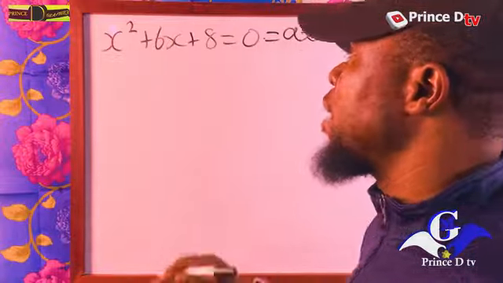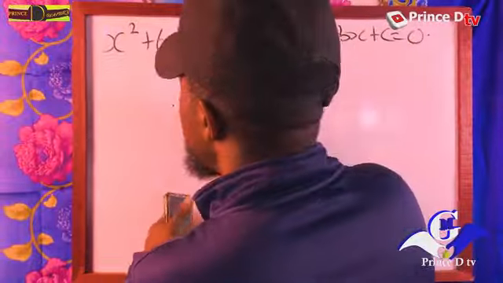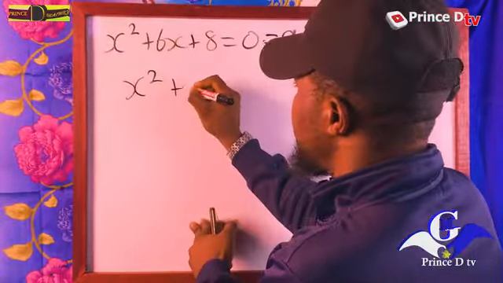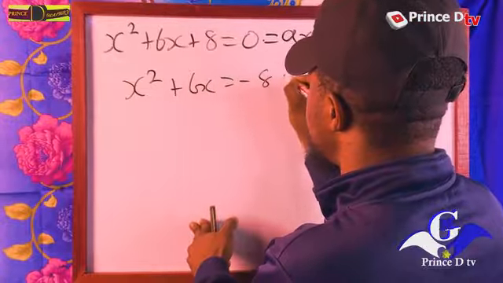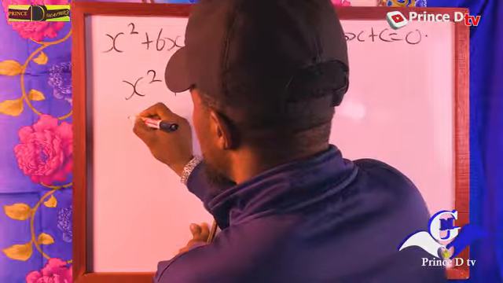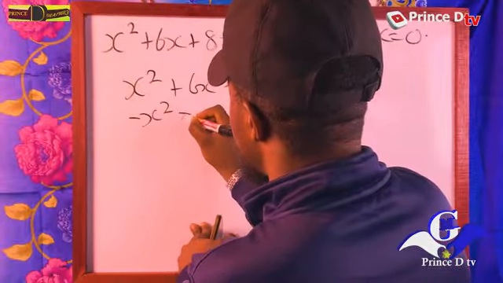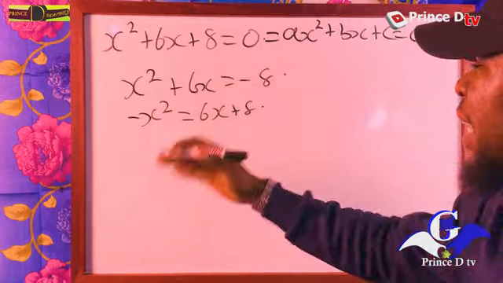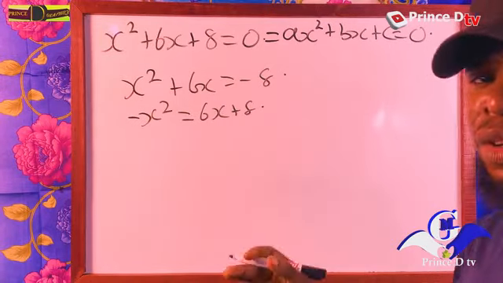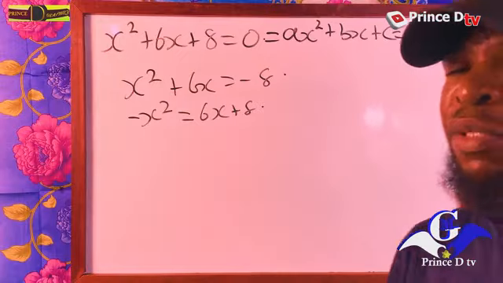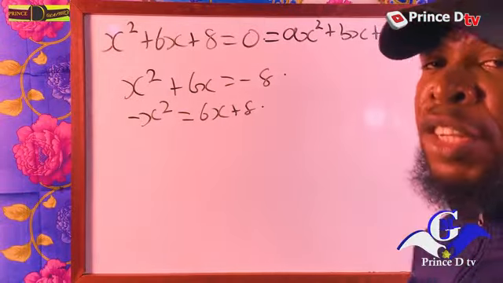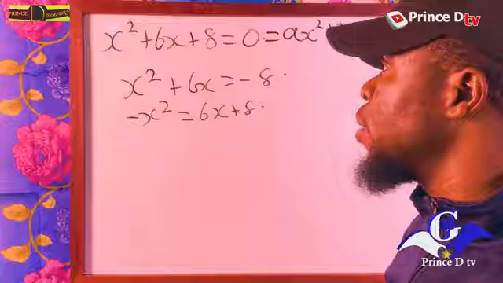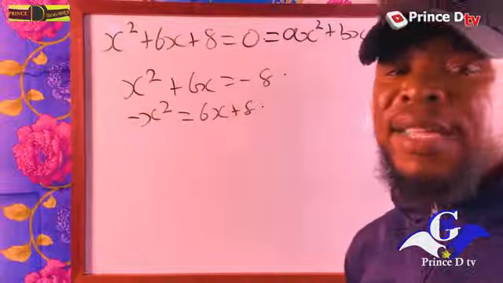Remember, why do I say so? You can be given this equation like this: x squared plus 6x equals minus 8, or minus x squared is equal to 6x plus 8. It can be manipulated in any of those forms. So what you need to do when you have to complete the square, you must bring it in the general form or the standard form. So that's the first step. We are fortunate, we have it already in a standard form.